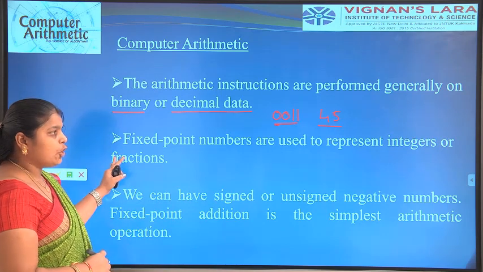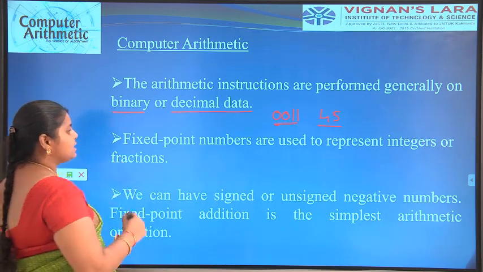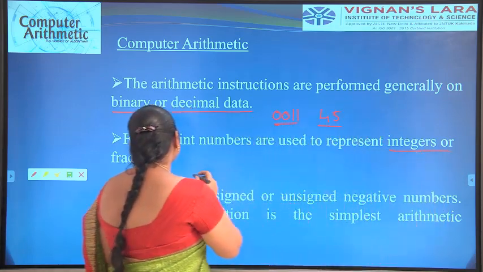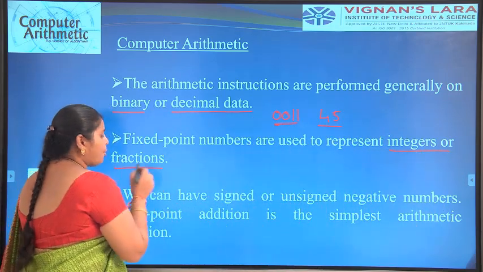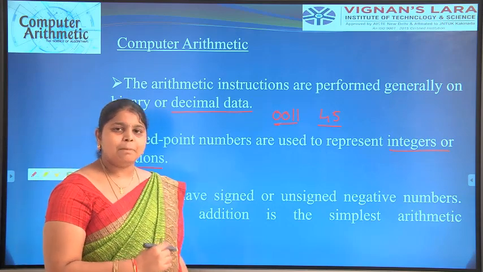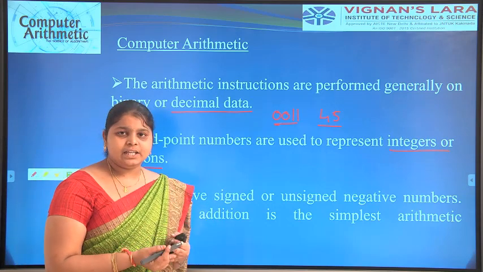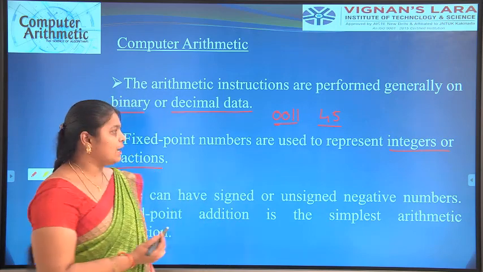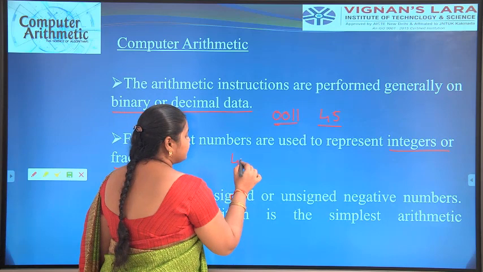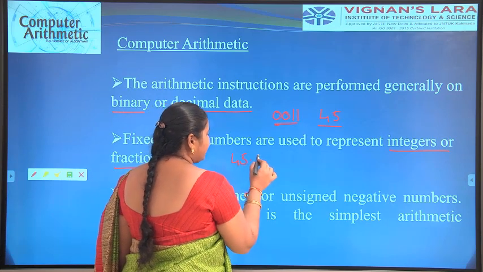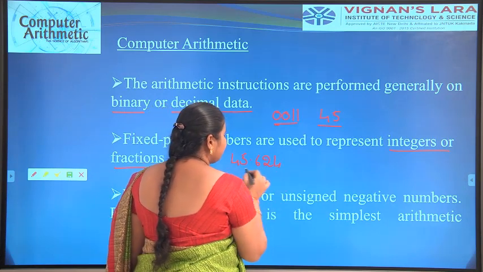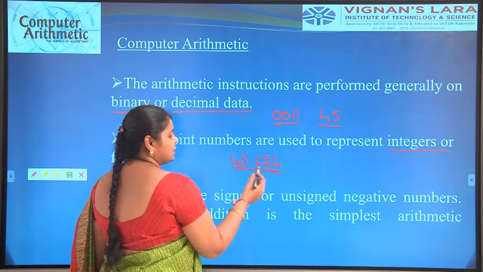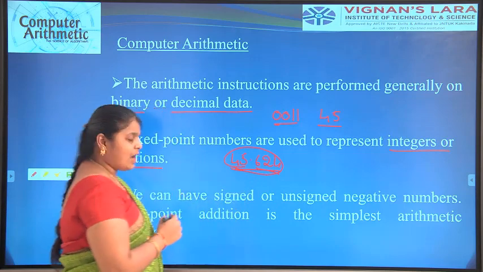Fixed point numbers are used to represent integers or fractions. The arithmetic operations can be done using both binary and decimal numbers, integer numbers, floating point or fixed point, in integer format or fraction format. For example, 45.624. This is a fraction number, a decimal number. The whole is considered a fraction number.